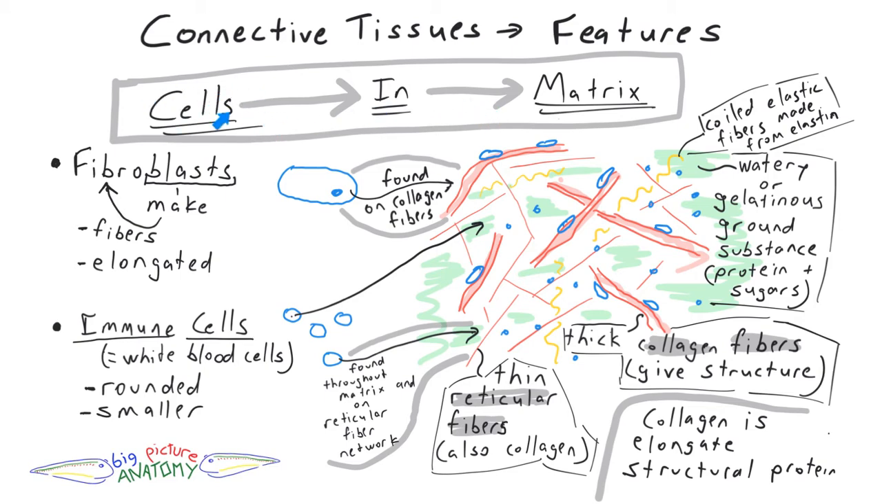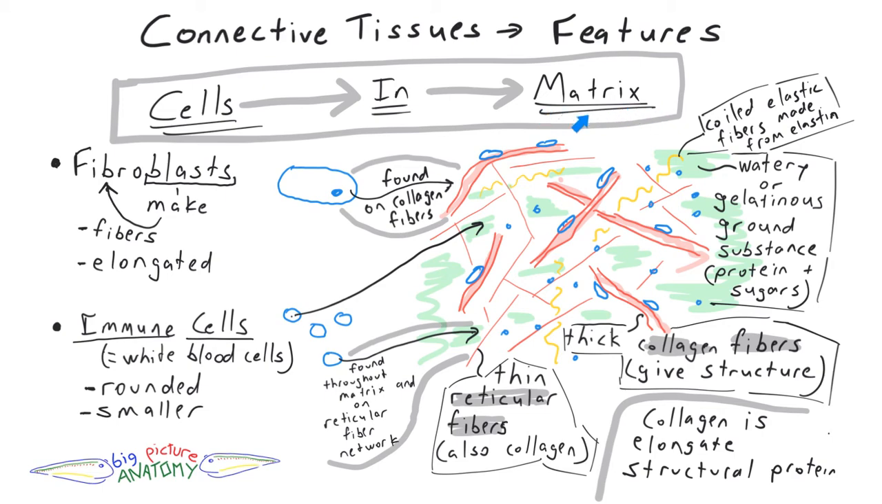We find two types of cells in general in connective tissues. We find fibroblasts. Whenever you see that blast, these are cells that make something, and in this case, of course, they make fibers, as the name would suggest. These are elongated cells that we'll find along the fibers in the matrix. And then we have immune cells, which are the equivalent of white blood cells. We can have a variety of different types of immune cells. They tend to be rounded in shape and smaller, interspersed throughout the matrix.